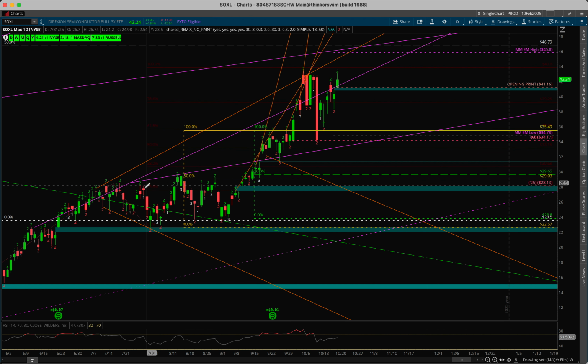And so we just have the extensions here, and we can see we've rejected off of basically the 100 fib extension once a couple weeks ago. So we're looking at that as another possible rejection point. You can see how we've already got a wick developed on today's candle.